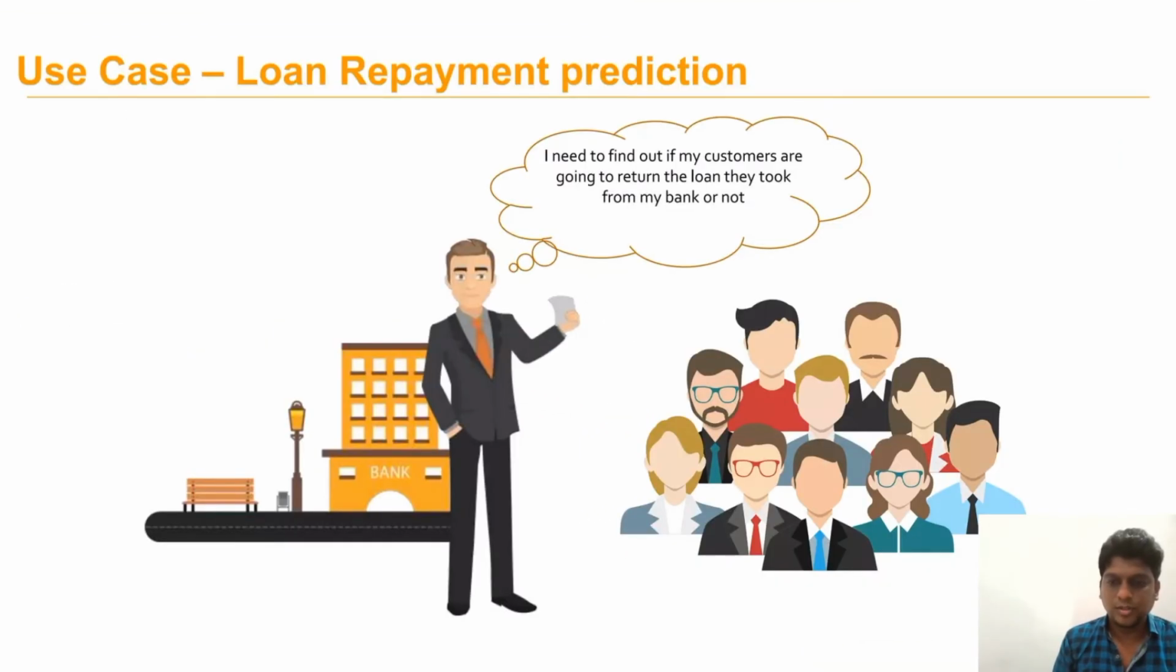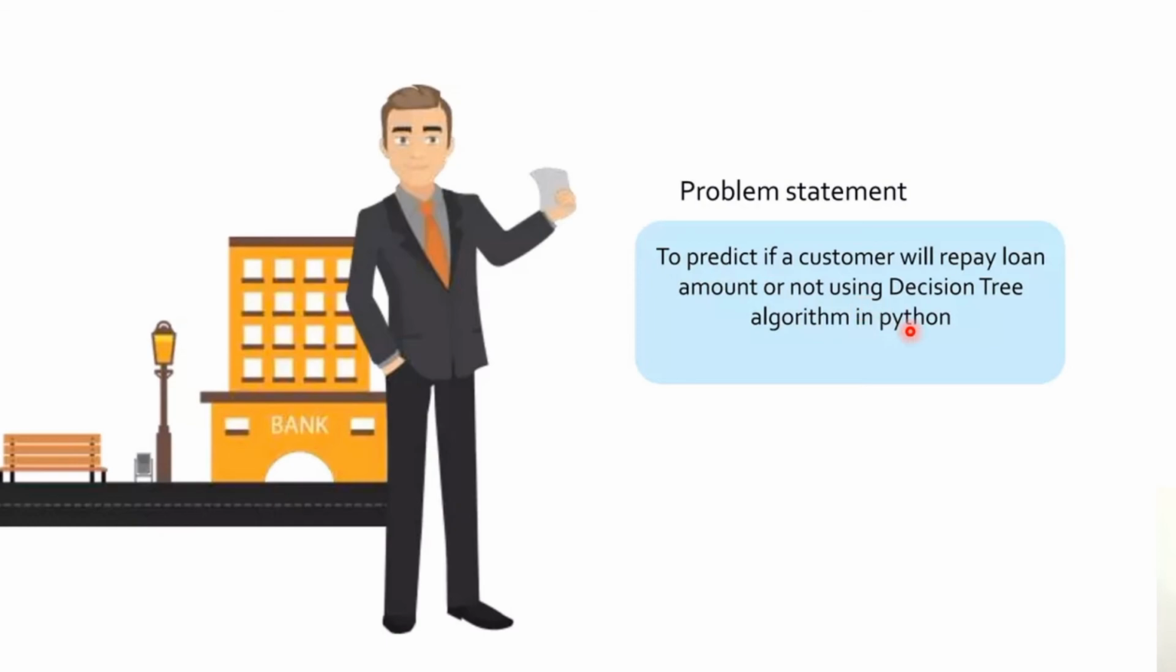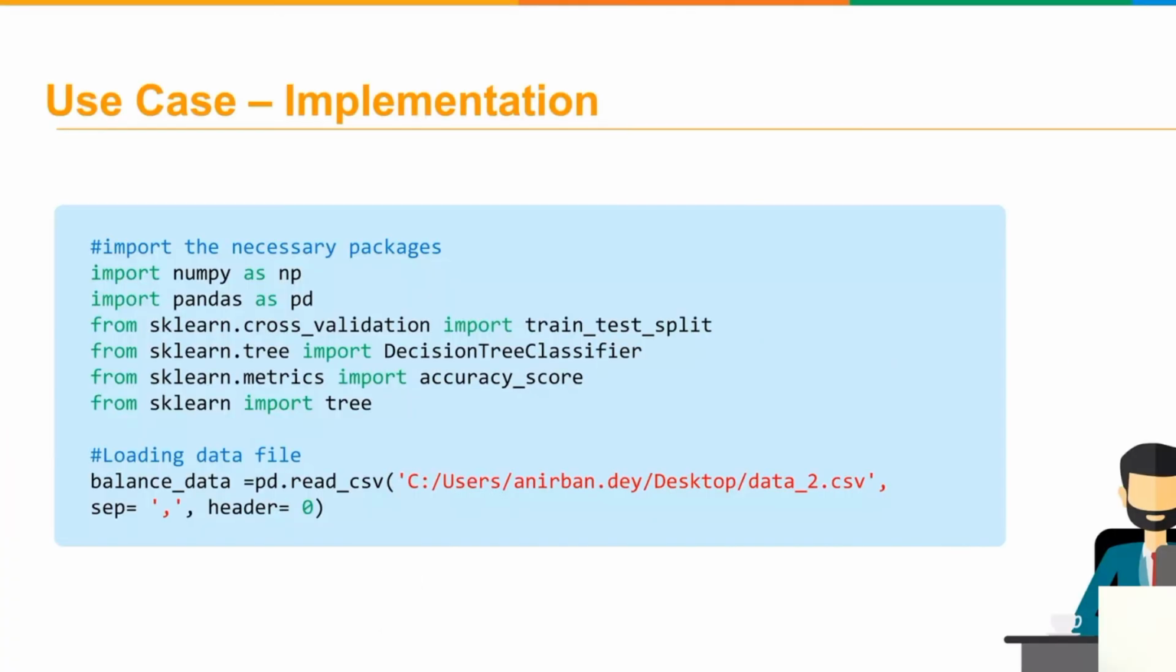We have to use the case implementation. Let us take an example. Now the bank manager has to identify whether all the customers in their bank are paying their loan correctly or not. This is the problem statement. Here we are going to predict if a customer repays the loan amount or not, with the help of the decision tree.